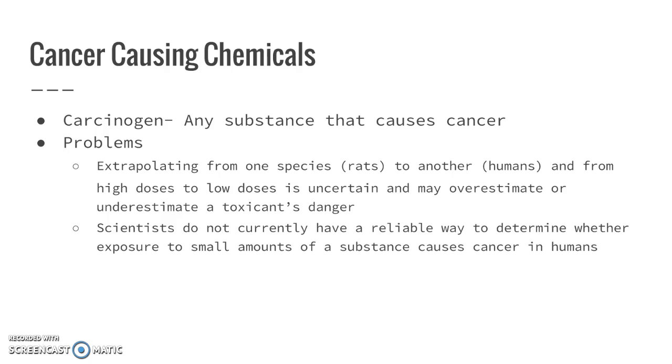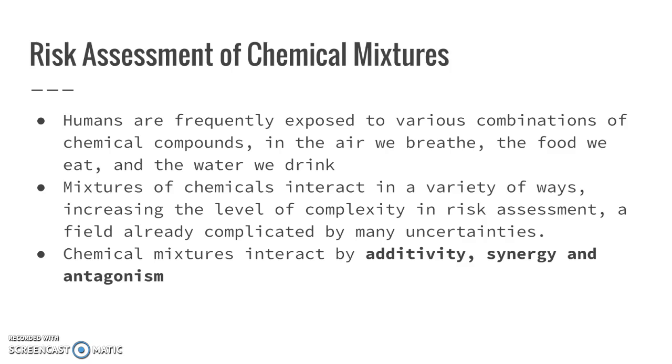So we really don't have a good way to test each chemical, because obviously it's unethical for us to be testing these chemicals on humans, but yet we cannot be testing them. We don't have another species to be testing them on, and so these high doses that we're exposing the rats to might be a low dose in humans, but if we're exposing them to low doses in rats, they're really low doses in humans. So it becomes a bit of an issue. Scientists do not currently have a reliable way to determine whether exposure to small amounts of a substance can cause cancer in humans. There's no reliable way.